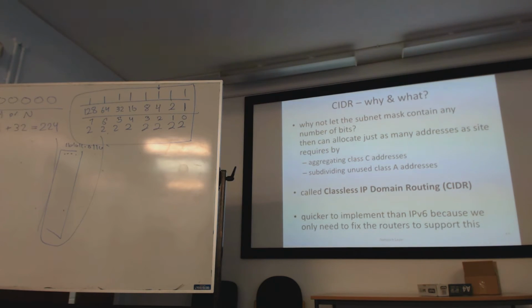Okay? So then allocate just as many addresses as the site requires by aggregating class C addresses and subdividing unused class A addresses as well. And this is what we call classless IP domain routing. It's quicker to implement than IP version 6 because we only need to fix the routers to support this, not the full system.